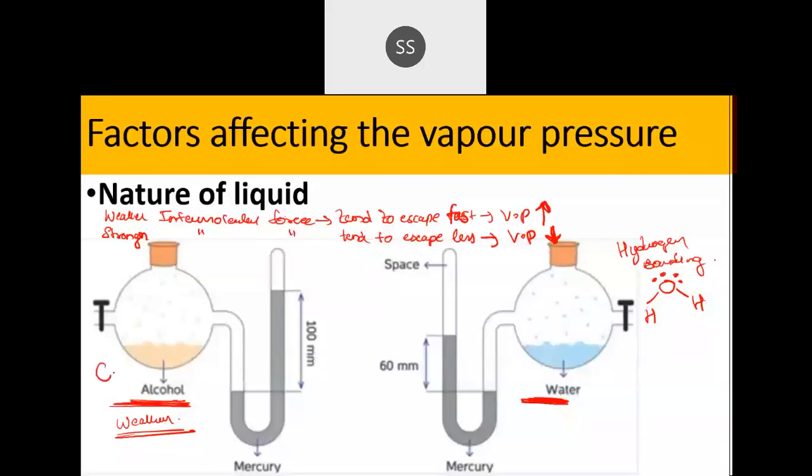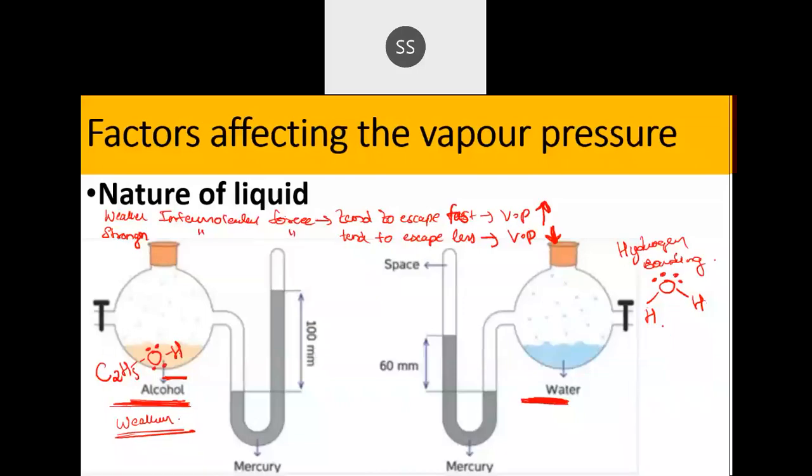Ethyl alcohol formula is like this, C2H5 and then OH. You can see here this one hydrogen is directly attached to one electronegative atom. There is only one like this, so only one hydrogen bond is possible here. Like this, alcohol can form one bond with one another, so which will be easier to break and go into the vapor phase.